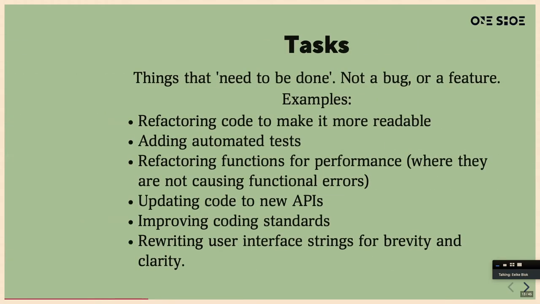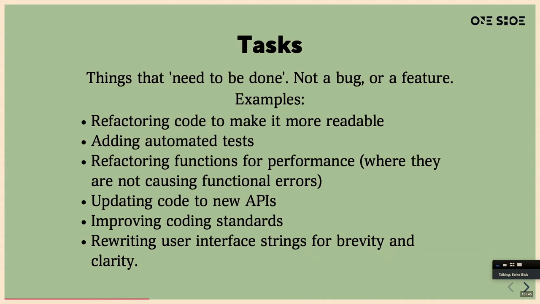Then there's tasks. Basically, tasks are things that need to be done, but they're neither a bug nor a feature. Examples could include refactoring code to make it more readable, adding automated tests for something that doesn't have tests yet, or maybe adding some more tests. Refactoring functions for performance, as long as it's not causing functional errors, because otherwise it basically would be a bug. Updating code to new APIs, that sort of thing.